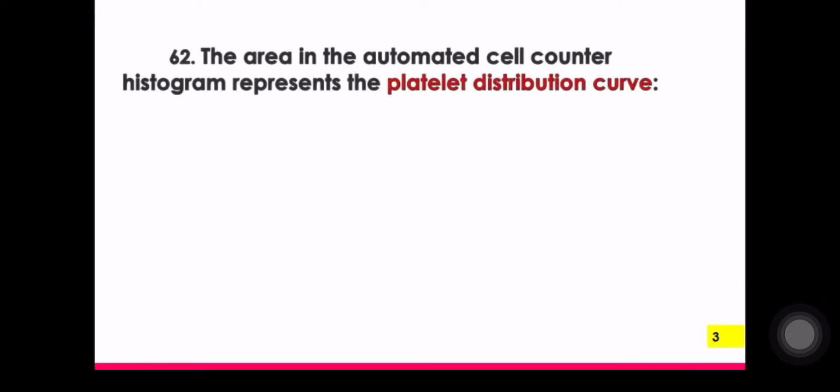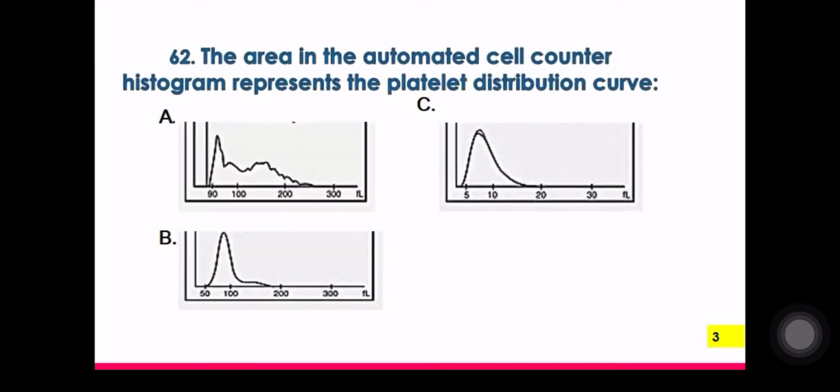Next, number 62. The area in the automated cell counter histogram represents the platelet distribution curve. Given A, B, and C, the correct answer is letter C, that's 5 to 20. The normal platelet histogram is around 2 to 20 femtoliter. Number 62, letter C.